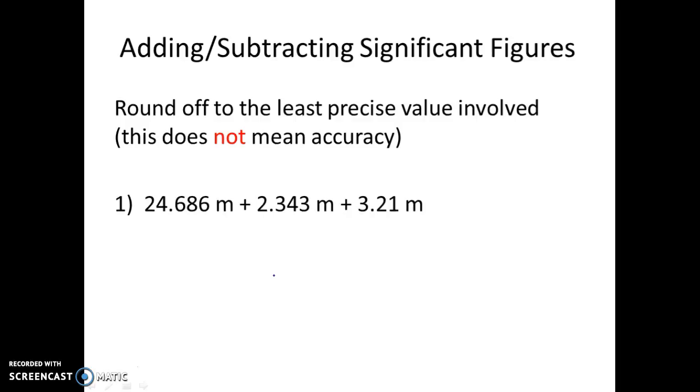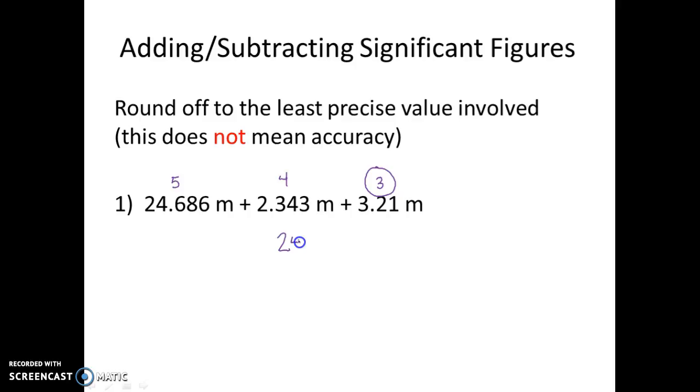So here's your first one, 24.686, 2.343, and 3.21. So let's go ahead and put our significant figures down. In the first number, we have 5. All of those are non-zeros. In the second one, we have 4. Those again are all non-zeros. And in the third number, we only have 3 because those are again all non-zeros. So the least number we have is 3. That means your final answer can only have 3 significant figures.